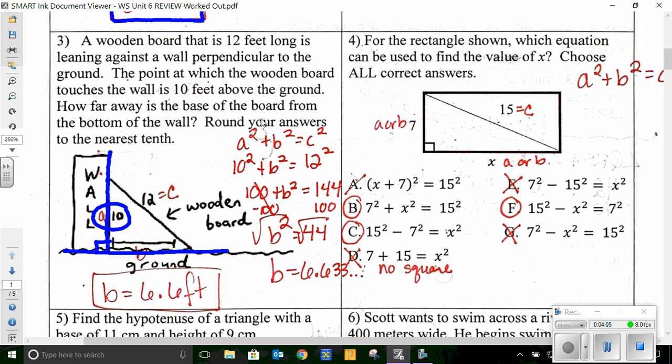How far away is the base of the board? So we're looking for this part right in here. And I don't think my colors are going to change. Oh, they did. Okay, good. So there we go. We're looking for that part right there.